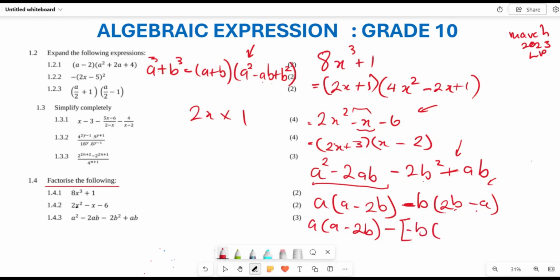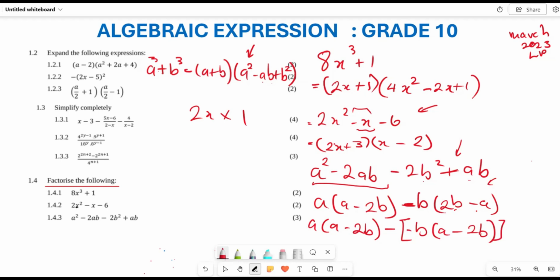Now, I write this in what form? I write this as negative a subtract 2b altogether. Because look, if I say negative b subtract a, I still get my negative ba. When I do the negative and negative, I'm still going to get my positive ab altogether. So from here, this is what I'm going to do.